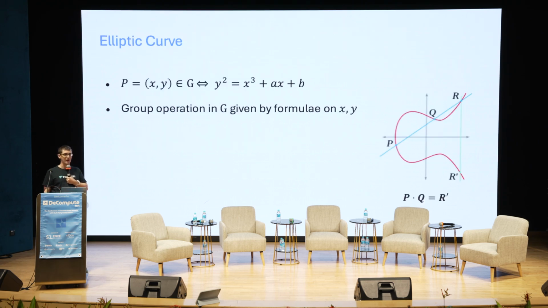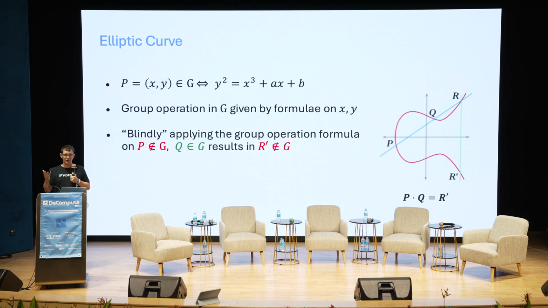So, just some background on how this type of bug works. In broad terms, an elliptic curve consists of points of field elements x, y that satisfy the curve equation. And if you want to perform group operations, like multiplication by a scalar or point addition, you have formulas that take in x and y. The formulas only hold correctly if you feed them valid group elements. And if you blindly apply the group operation formula on points that do not fall on the curve, then the result also doesn't fall on the curve. And this has been a source of bugs in many types of protocols.